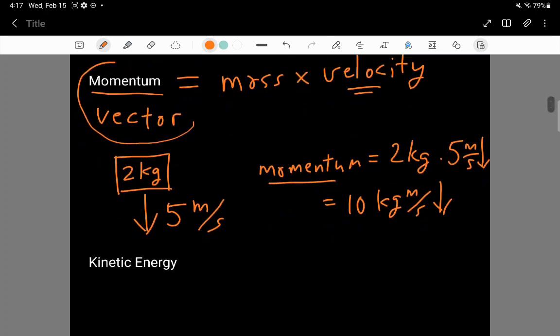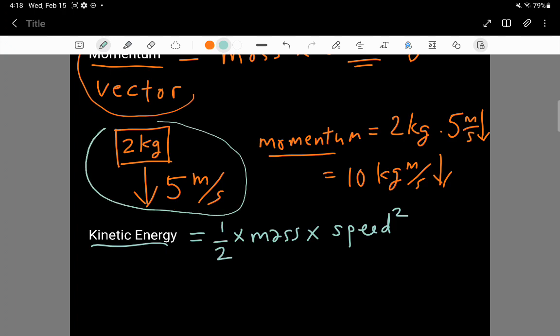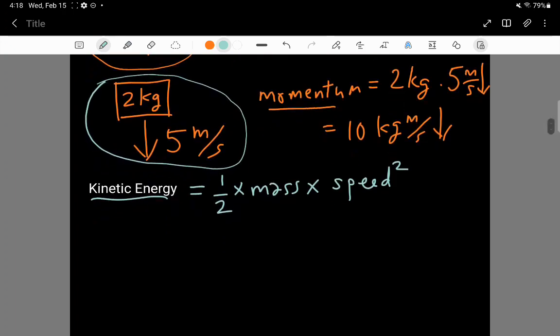So let's go and compare that with the kinetic energy. The kinetic energy, the way you calculate it is you take the number 1/2, right, 0.5, and then you multiply by the mass, and you multiply by the speed squared. So in the example above, we can do this, right? I've got 1/2 times the mass. The mass is 2 kilograms. And then I multiply times the speed squared.